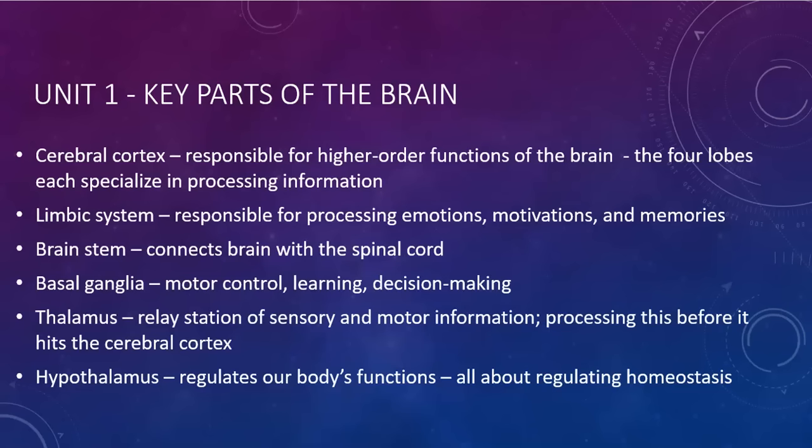We have the thalamus, which of course is the relay station, if you want to think of it that way, of sensory and motor information, and it is going to process all of this before it does hit the cerebral cortex. So again, a lot of important parts within the brain. And then of course you have the hypothalamus, which regulates many of the body's major functions. It's all about homeostasis and that critical idea of balance.